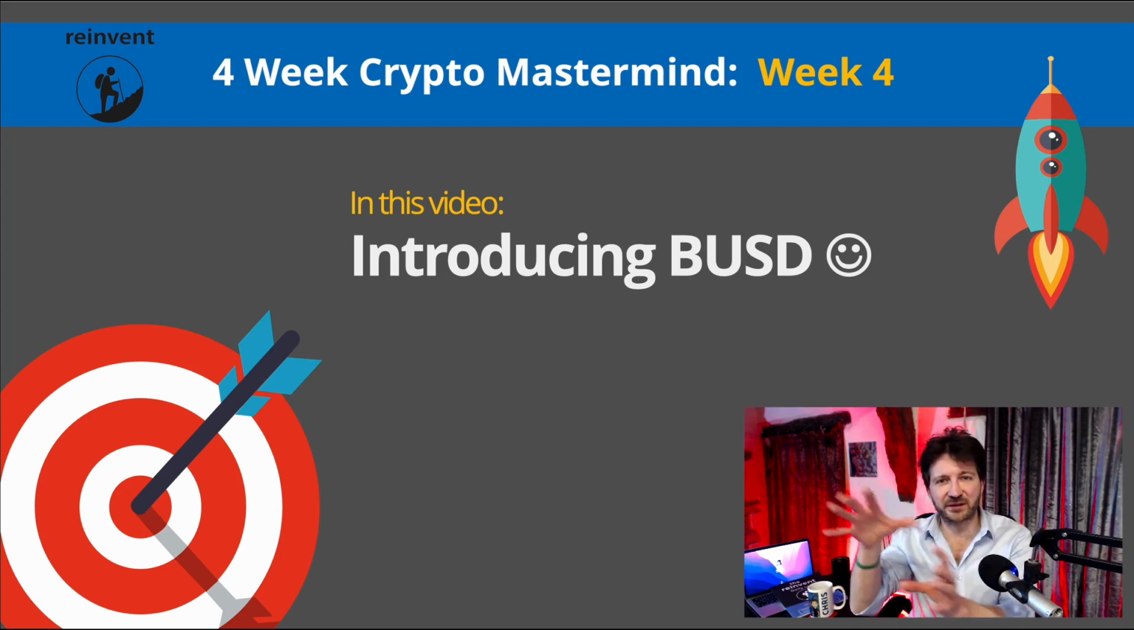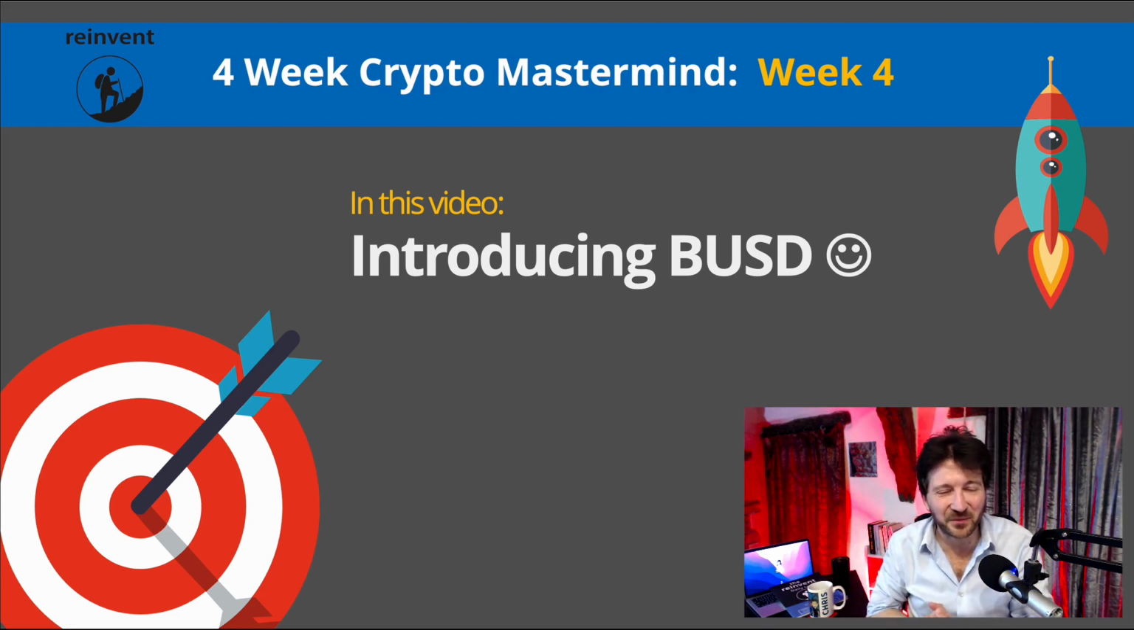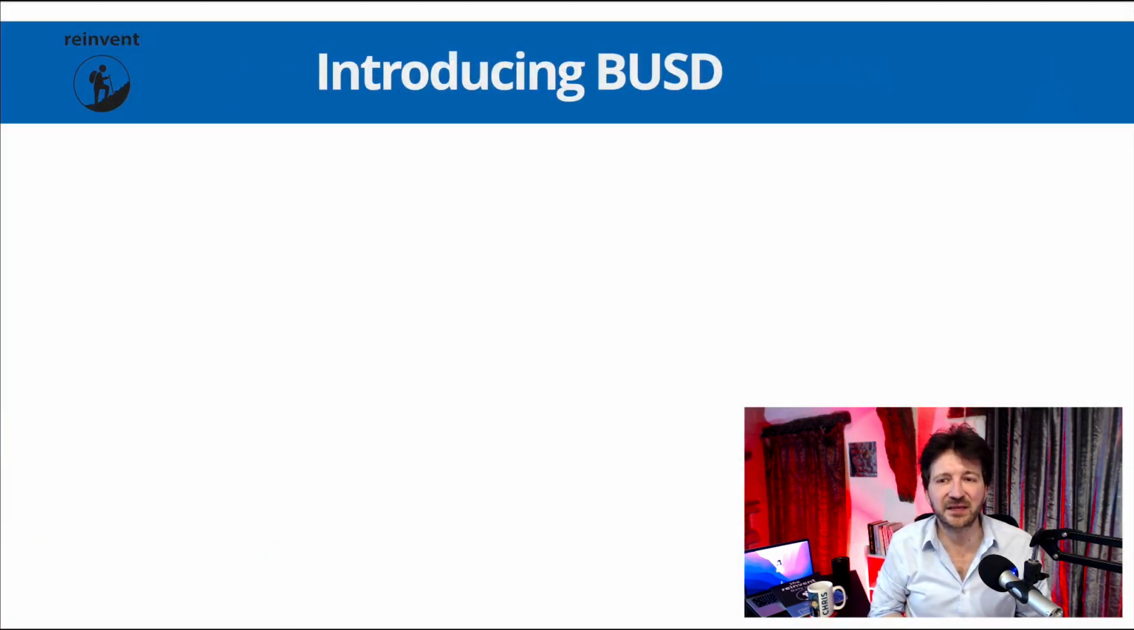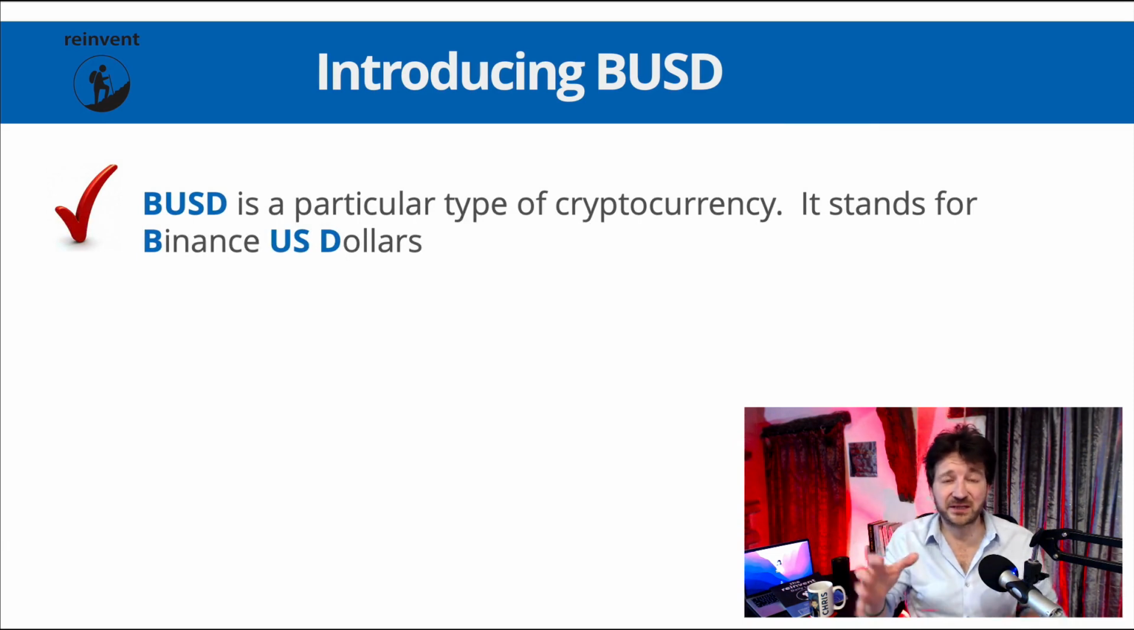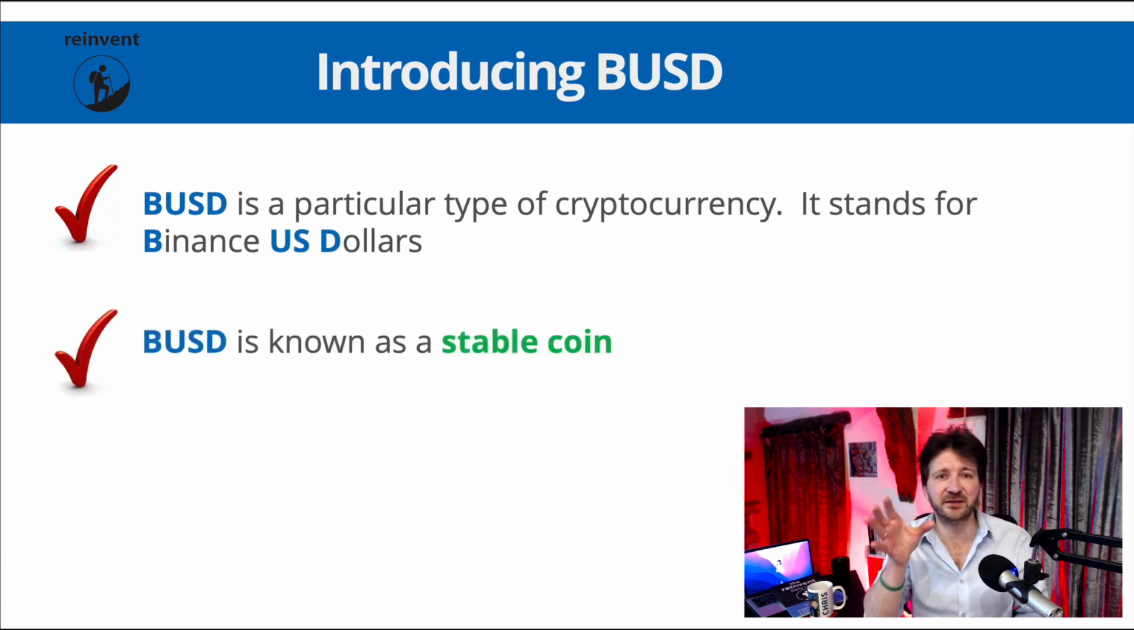The reason I wanted to give it its own quick little separate video here is because BUSD is something that's important that you understand, because you may end up using BUSD quite a lot. So let's really make sure that you understand exactly what BUSD is in this video. So firstly, BUSD is a cryptocurrency, and it stands for Binance US dollars, but it is a particular type of cryptocurrency. It's known as a stablecoin, and what that means is the price will always be the same. BUSD is pegged to the price of $1.